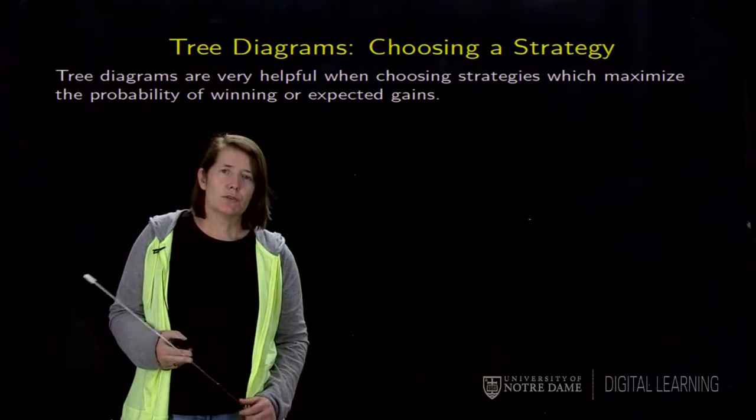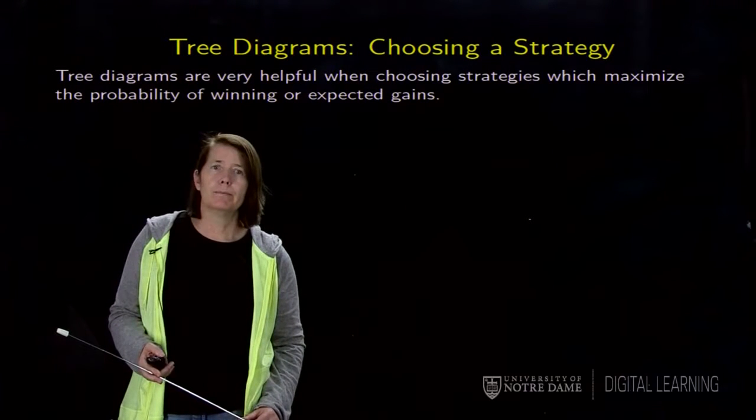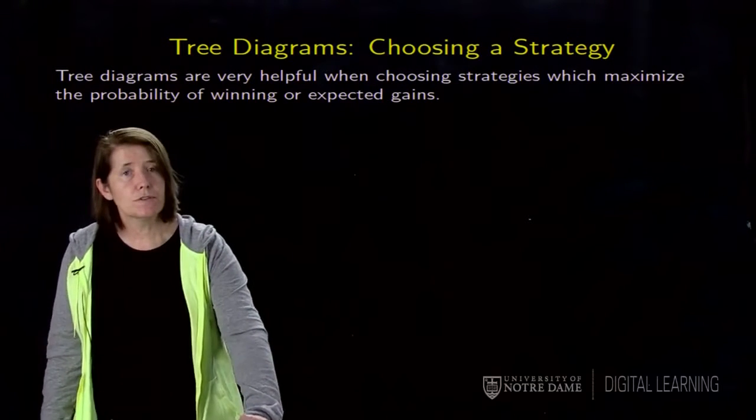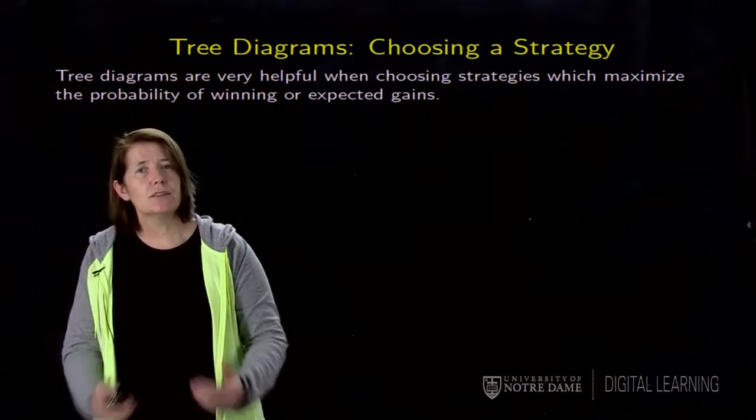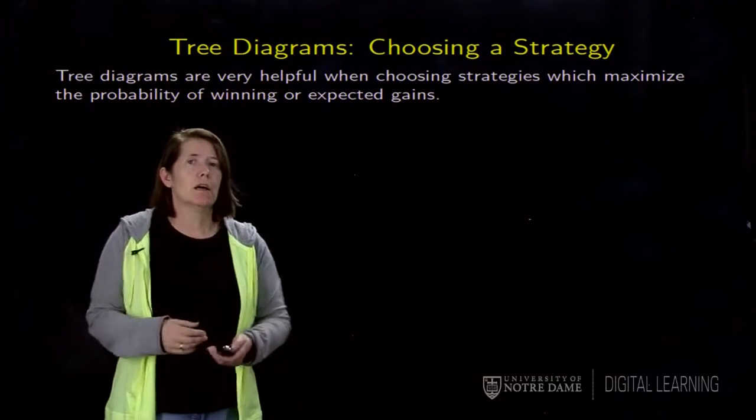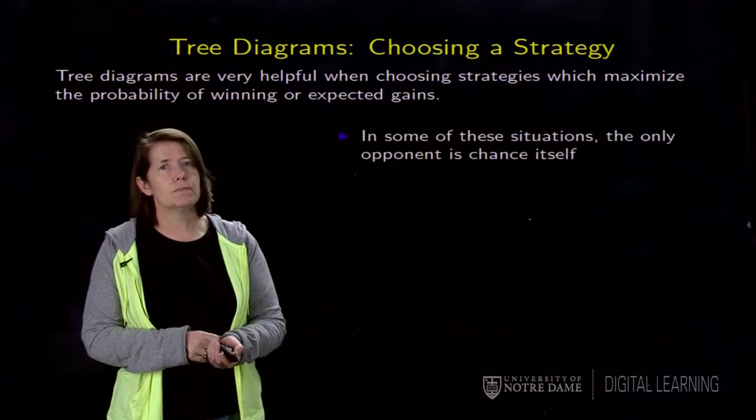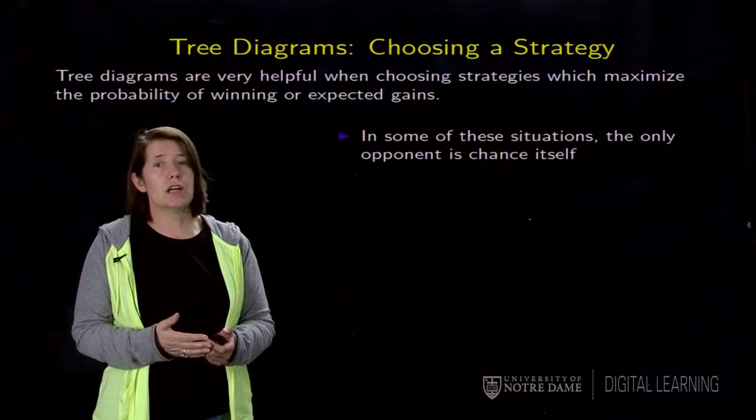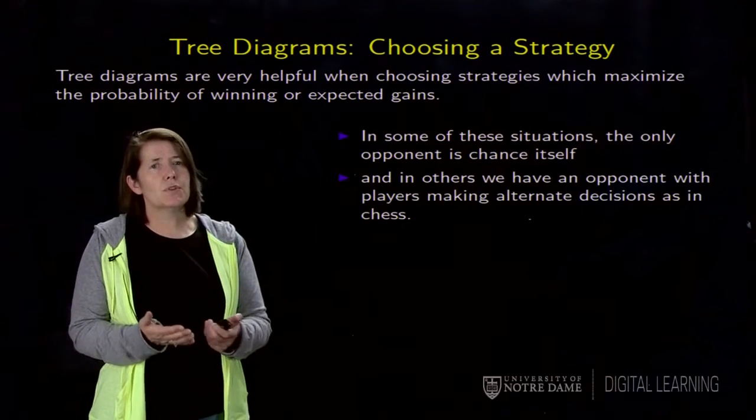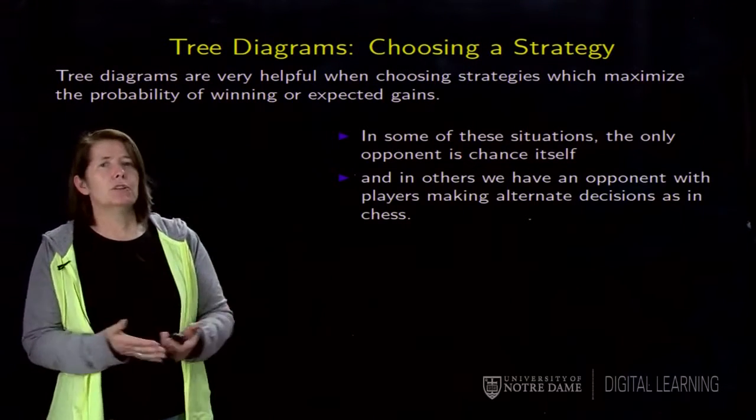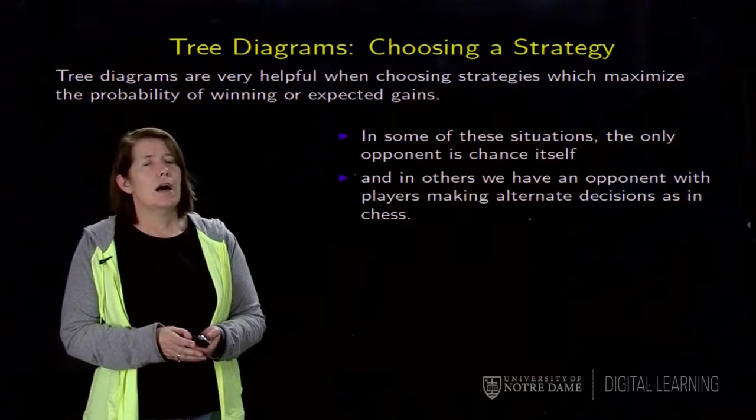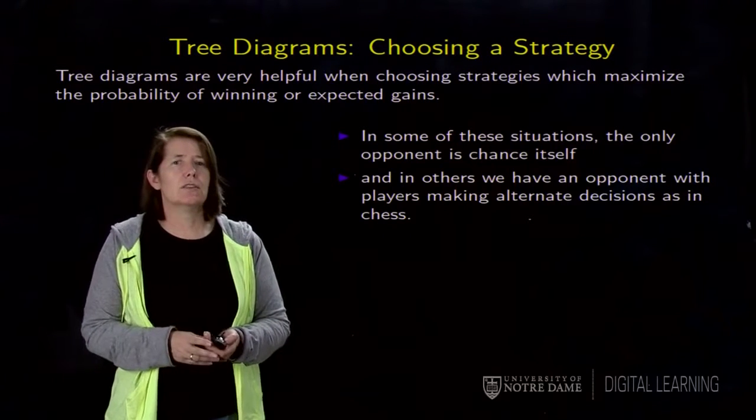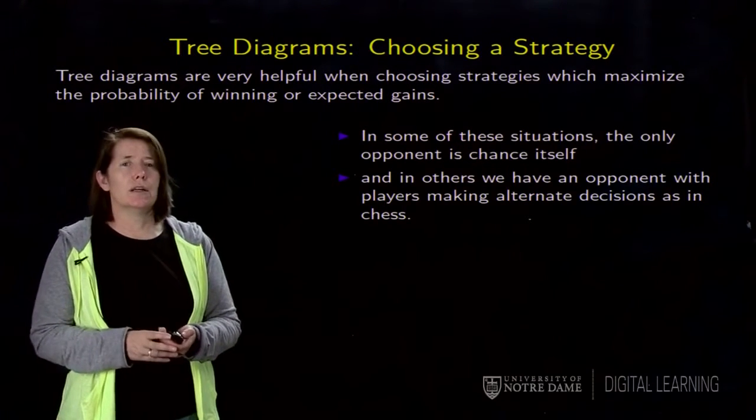How do we use this to choose a strategy? Well, tree diagrams are very useful for choosing strategies which maximize the probability of winning or maximize our expected gains. And in some situations, our only opponent is chance itself, and in some situations, we actually have an opponent which makes choices. So we and our opponent make alternating decisions, as in, for example, a game like chess.